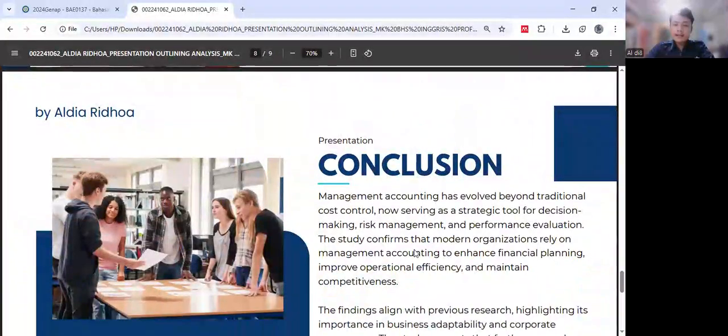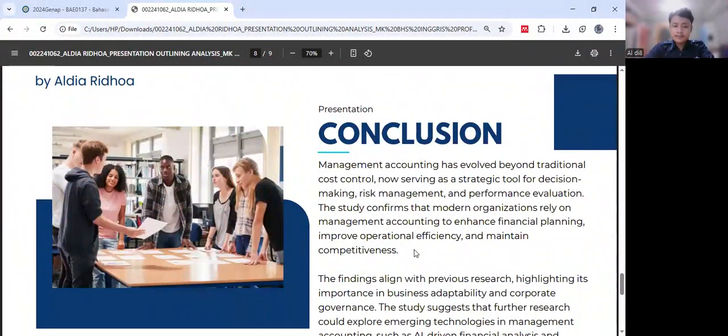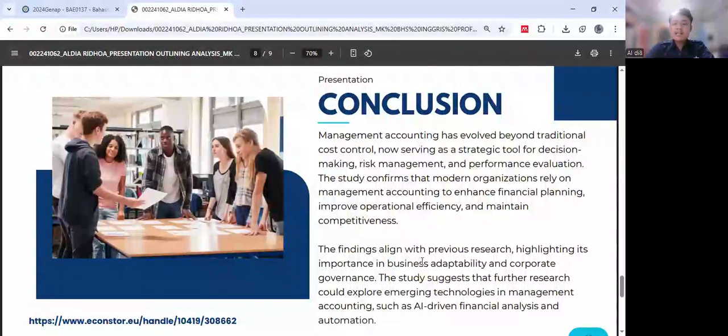The next slide is the conclusion. Management accounting has evolved beyond traditional cost control, now serving as a strategic tool for decision-making, risk management, and performance evaluation. The study confirms that modern organizations rely on management accounting to enhance financial planning, improve operational efficiency, and maintain competitiveness.